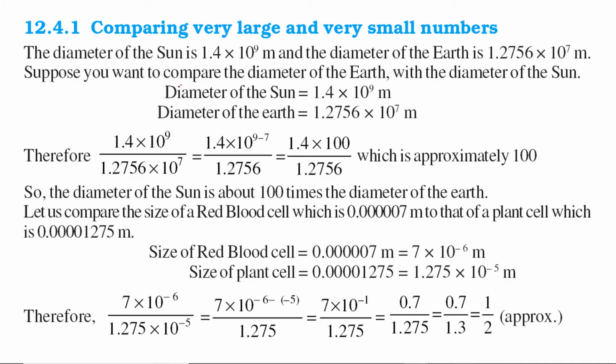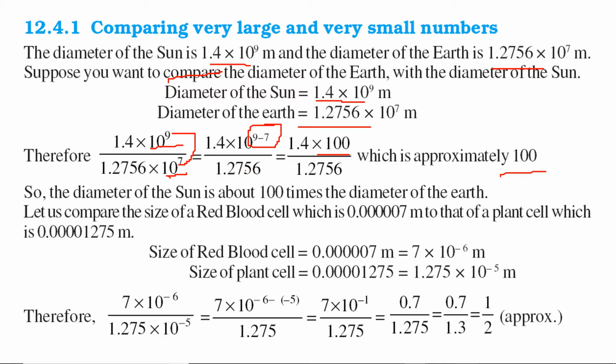How to compare very large and very small numbers? The diameter of sun is this much and diameter of earth is this much. So if you want to compare, first of all, what will we do? We can just divide them. So 1.4 into 10 to the power 9 by this number. Now this 10 to the power 9 and 10 to the power 7 are similar, so this can be taken up. This is simply 10 to the power 9 minus 7, which is equal to 10 to the power 2. So you can easily get the answer, which is approximately 100.